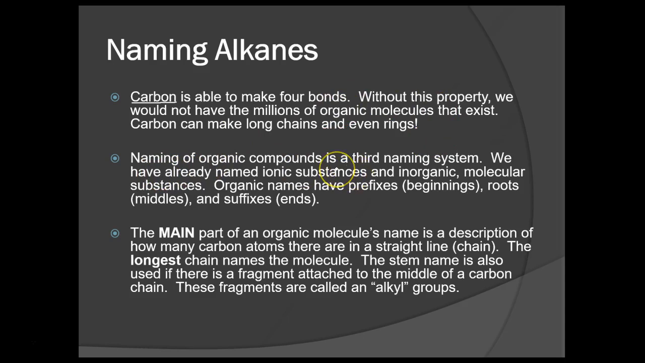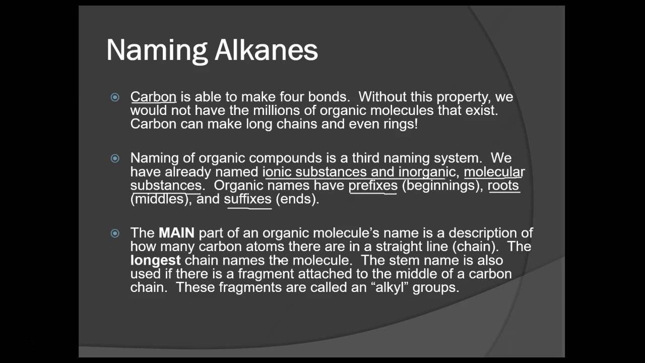Naming of organic compounds is the third naming system that we've developed so far. We've already learned how to name inorganic substances like ionic compounds and molecular compounds, but we're going to learn another one, which is the beginnings of organic compounds. Organic names, and this is important, are going to have prefixes, which are beginnings, roots, which are middles, and suffixes, which are ends. Pretty much every organic compound is going to have a combination of those.